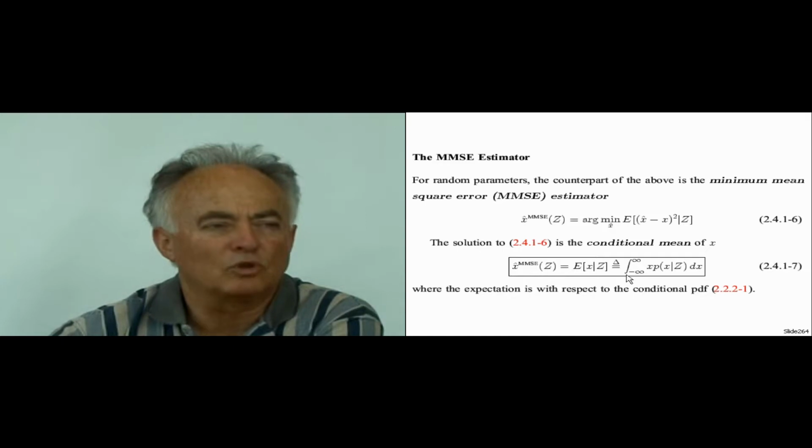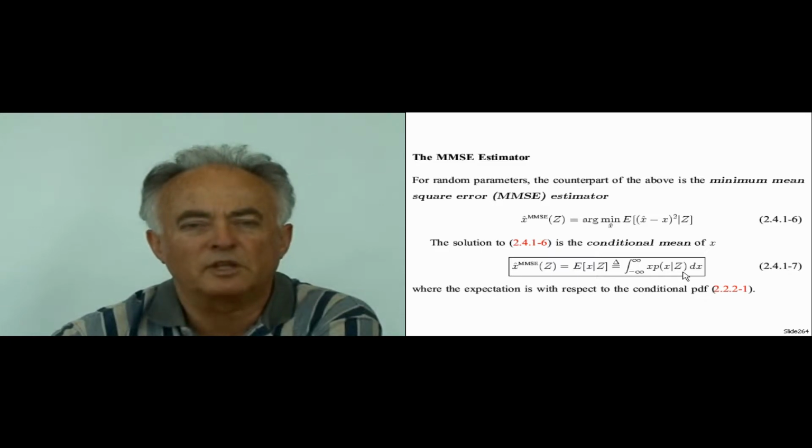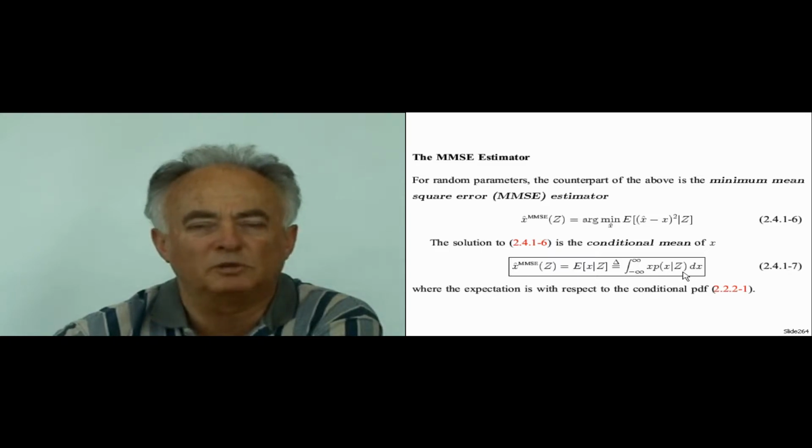And the definition of the conditional mean is the integral from minus infinity to plus infinity of x p of x given z dx. So there is a posterior density. This is now a second way of using the posterior density of the parameter x given z when it is modeled as random. First was the maximum a posteriori, the peak, the mode of the posterior density. Now it will be the mean of the posterior density.